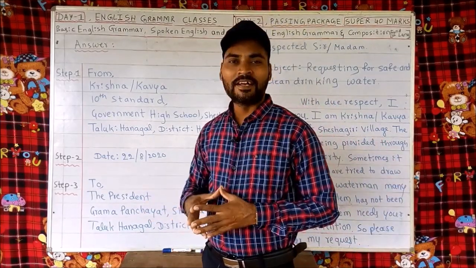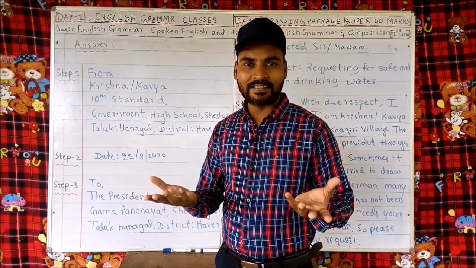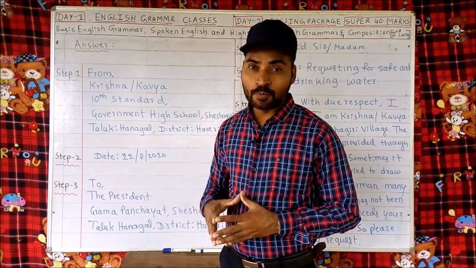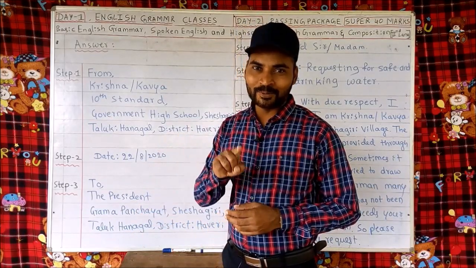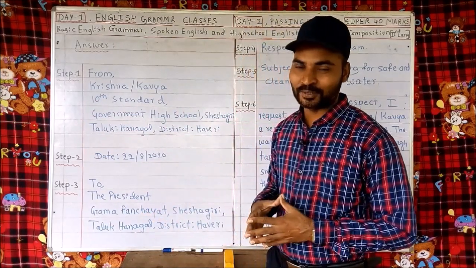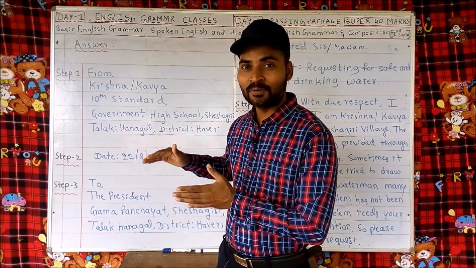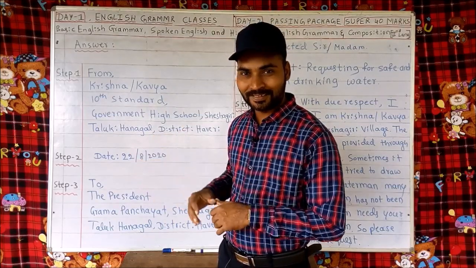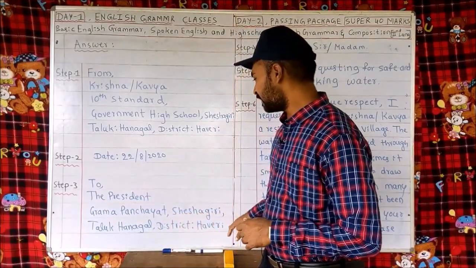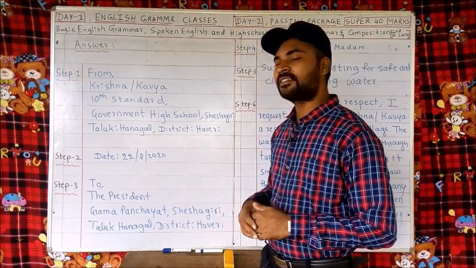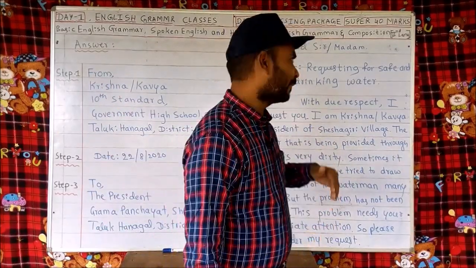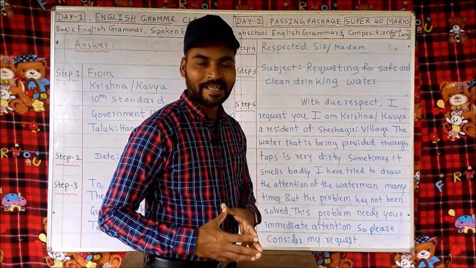To address: to whom we write the letter, that person's address we should write here. Whom are we writing to here? We are writing to President Gram Panchayat, Sheshagiri. So that address we need to write. That address also you have to assume from the question itself. To the President, Grama Panchayat, Sheshagiri, Taluk Hangal, District Haveri. 3 steps over. Now let's go to step number 4.